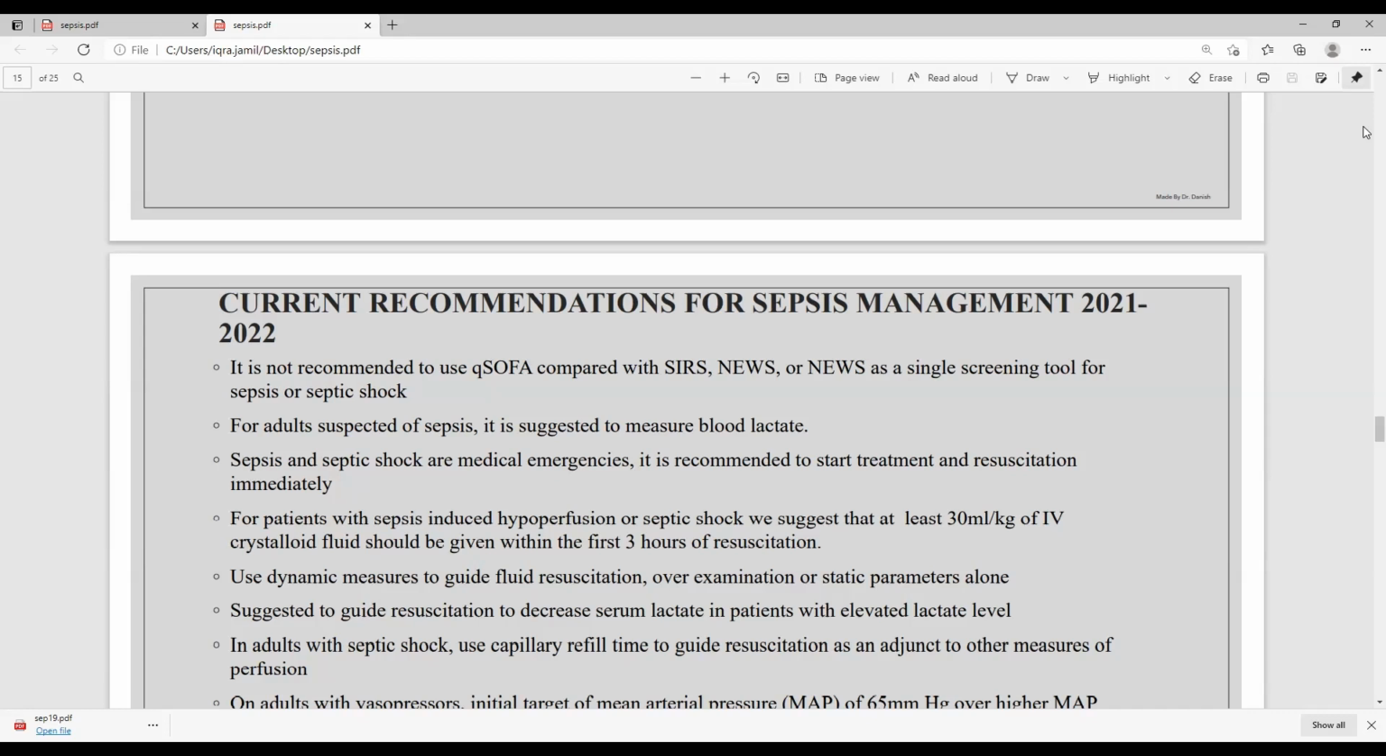Use dynamic measures to guide fluid resuscitation over physical examination or static parameters alone. Dynamic measures like pulse pressure variation, stroke volume variation, IVC collapsibility index, and there are some others, for example, stroke volume and cardiac output. It is suggested to guide resuscitation to decrease serum lactate in patients with elevated lactate level. In adults with septic shock, use capillary refill time to guide resuscitation as an adjunct to other measures of perfusion.